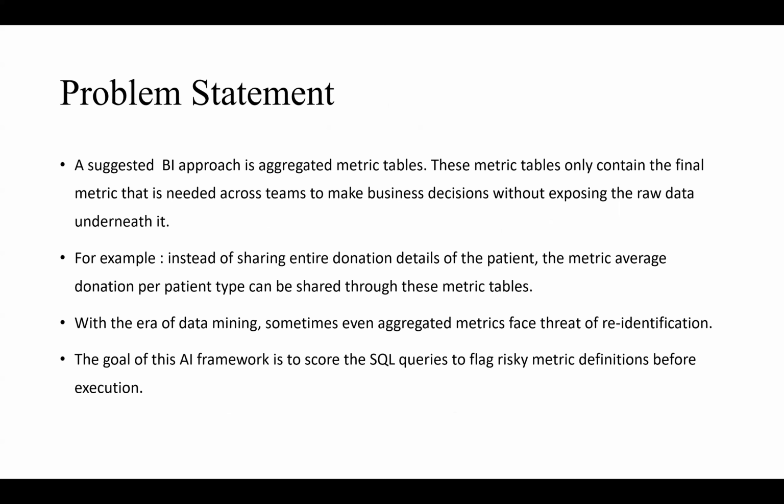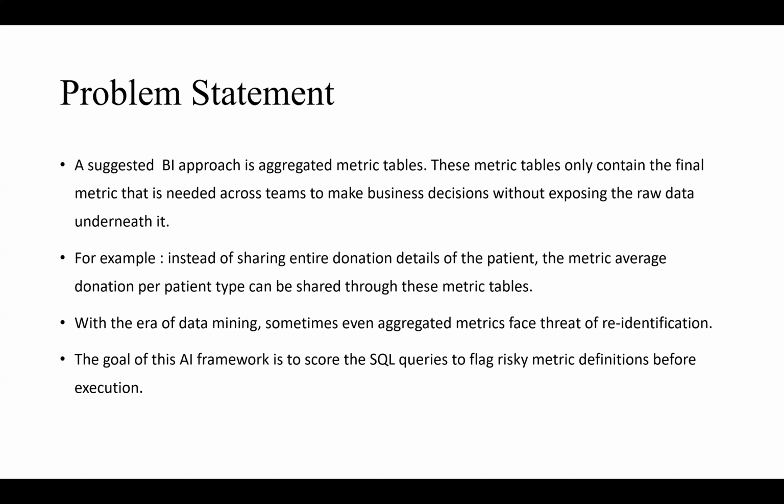A proposed solution in such an organization is aggregated metric tables. These metric tables only contain the final metric required for business decision-making. For example, instead of sharing all raw data related to patient donation, the metric average donation per patient type can be shared. Using this approach prevents the exposure of the underlying raw data.